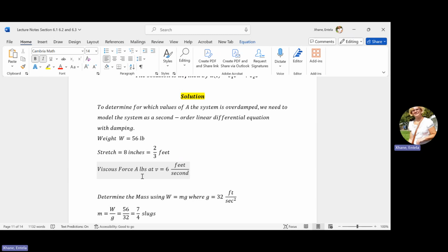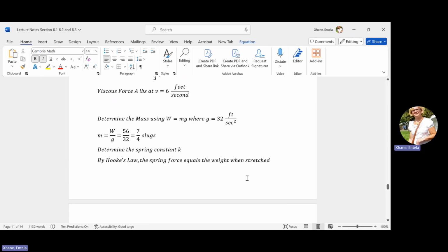To determine the mass, we are going to use the physics formula from Hooke's law that the weight is m times the gravity. Gravity in terms of feet per second squared is 32. And then the weight is 56, so 56 divided by 32, so that's 7/4 slugs.